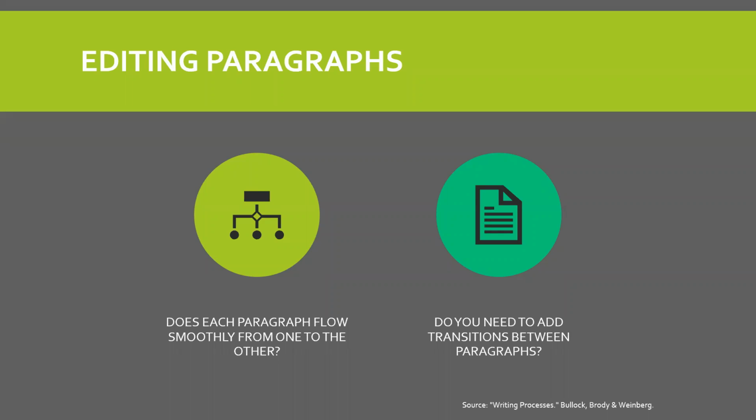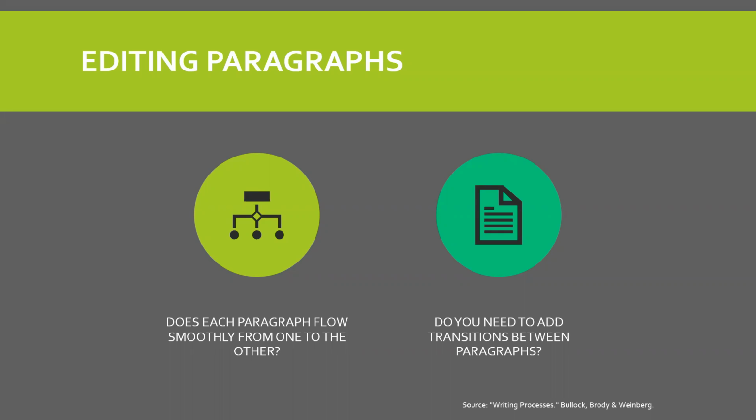You also want to take a look at your paragraphs and think about how they connect to each other. So, are your paragraphs moving smoothly as you discuss one subtopic to the next? Are you connecting the ideas so that your essay overall has a very clear structure? If you feel like your paragraphs are not flowing smoothly from one thought to the next, then you may want to consider adding transitions between your paragraphs.